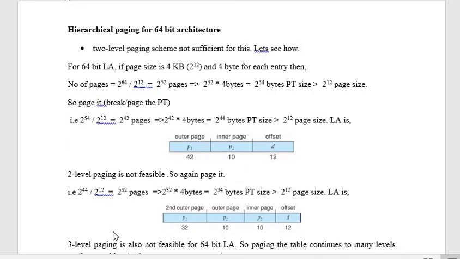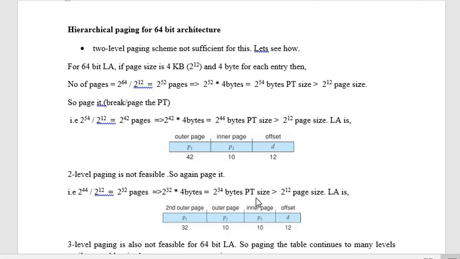So when we page the page table again, the PT size was 2 to the power of 44. Divide that by the page size of 2 to the power of 12, so that second level of pages would consist of 2 to the power of 32 entries, where each entry requires 4 bytes. When I multiply that, it gives 2 to the power of 34 bytes for that particular PT size, or the page table at the third level.